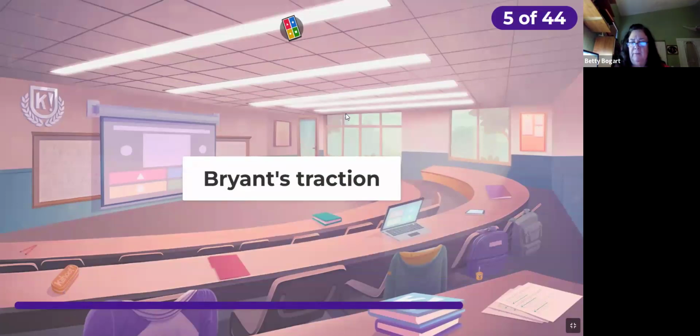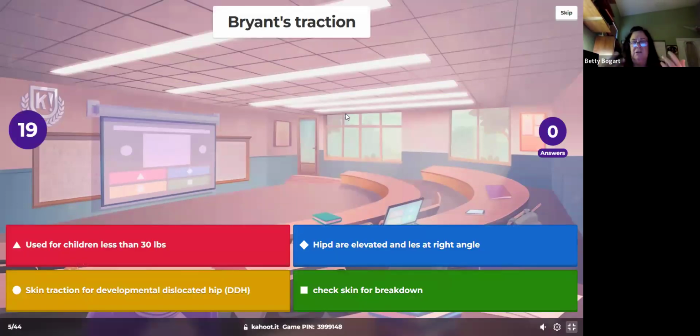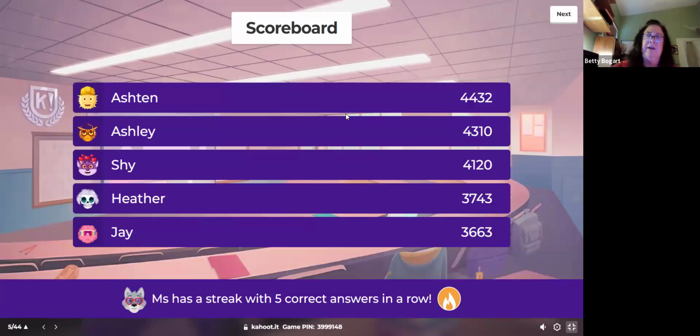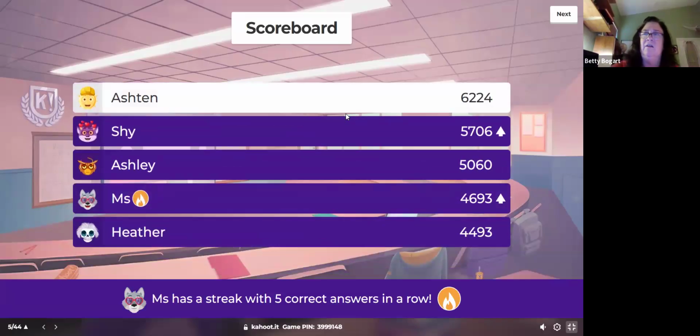A multi. Ryan's traction. Remember, this is for DDH, developmental hip dysplasia. This could be a toddler under 30 pounds. You have to be in order to use this traction. What else do we know about it? First, we want to hang those weights freely, but the hip should be up a little bit, and it is for that DDH. Very good. Always, always checking for skin breakdown because these kids move and it could cause rubbing.